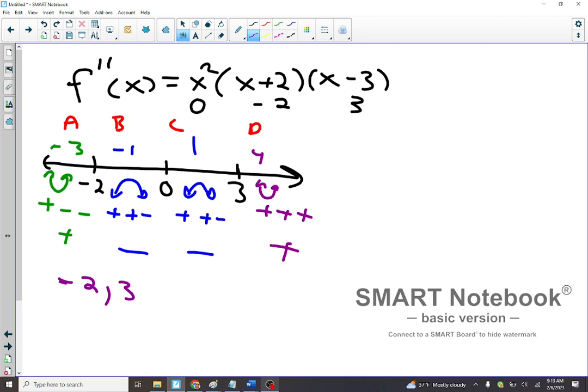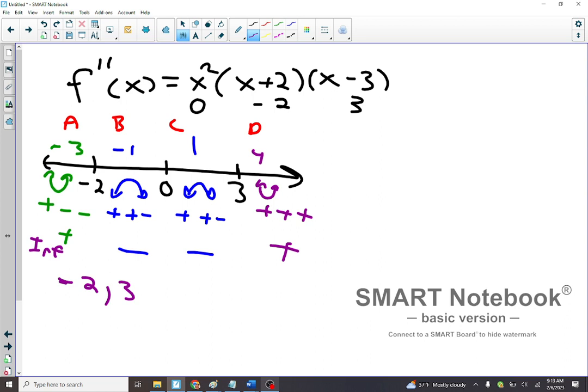Wait, what's the -2, 3? These are the inflection points. That's where it starts to curve. That's when the curving changes from increasing to decreasing, or in this case, decreasing to increasing, as the slope gets more and more positive as you move forward. Why is 0 not an inflection point? Because what's happening on the left and the right of 0 is the same. It didn't change, that's the problem.